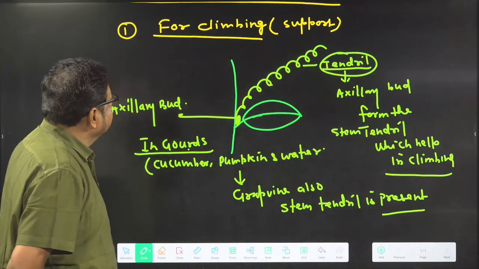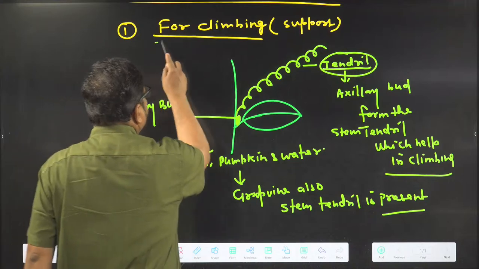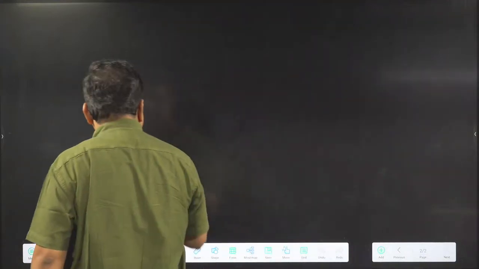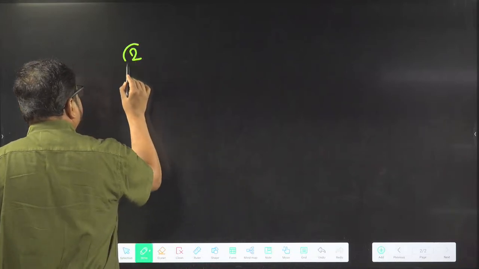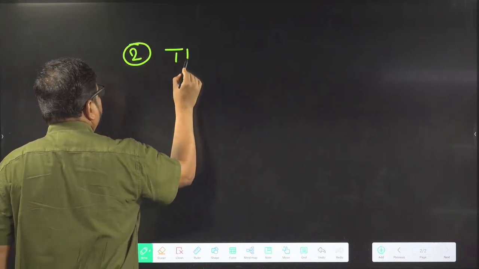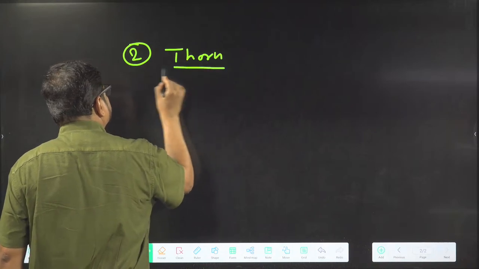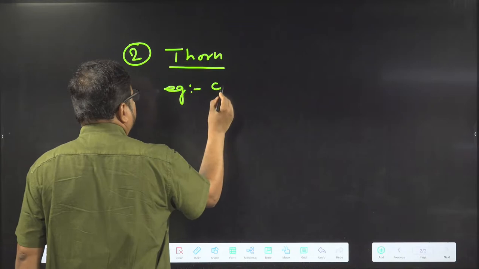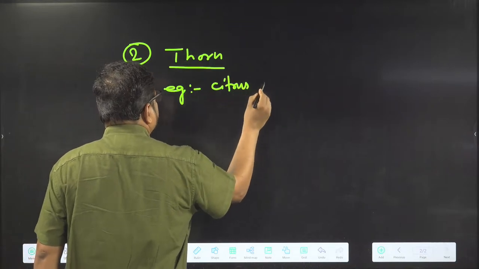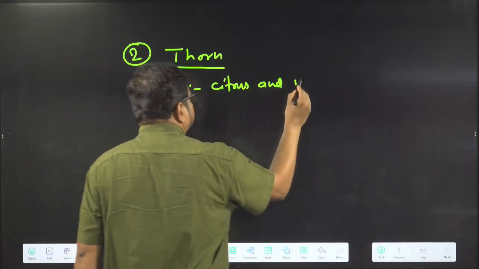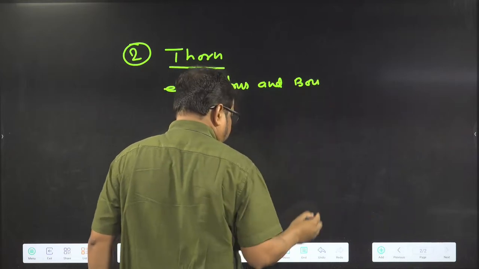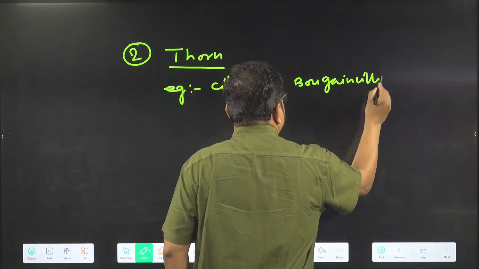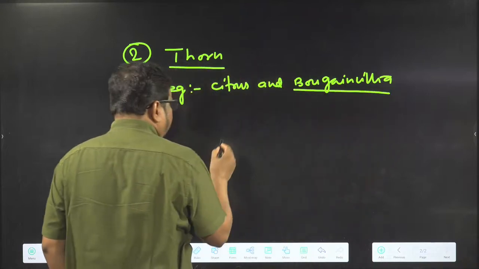So one modification is over, for climbing. Now the second aerial modification we are going to discuss, and this second aerial modification is thorn. So what happened? The example is which one? Citrus and bougainvillea.